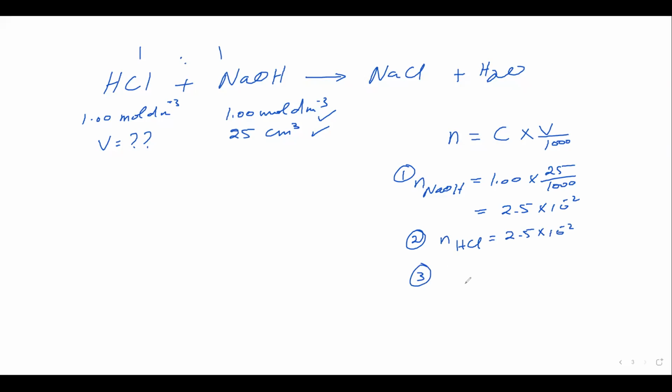Excellent. And then you want the volume of HCl. What do you do? The moles divided by the concentration. Yes, so the volume of HCl is equal to the number of moles divided by the concentration, which is 2.5 times 10 to the power minus 2 divided by the concentration, which is 1, which means 2.5 times 10 to the power minus 2 decimeter cube, or 25 centimeter cube, right? So you got the volume, 25. So instead of doing all these calculations, since the mole ratio is 1:1, and since the concentrations are the same, this means that the volume will also be the same.